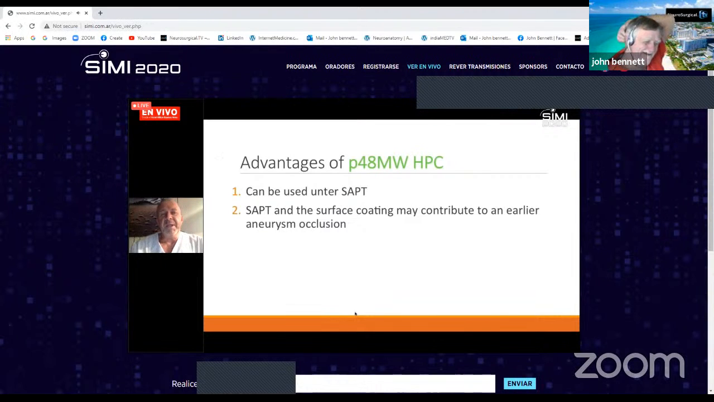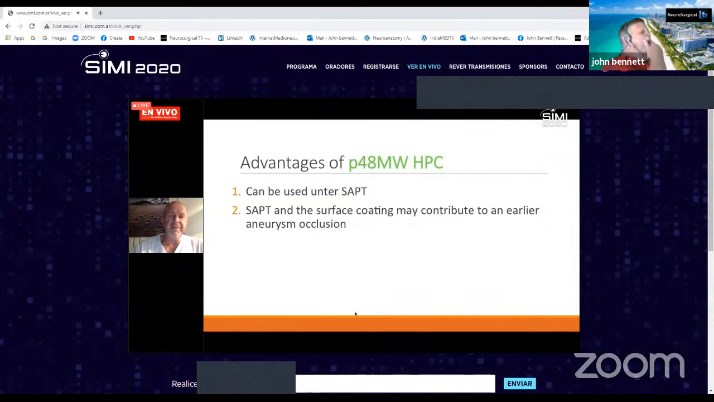We have seen that the P48 HPC, the coated version, can be used under single antiplatelet therapy. We have experience with both aspirin for single antiplatelet and prasugrel, and I have to say the antiaggregation with prasugrel only is much more reliable than the antiaggregation with aspirin. So we changed our strategy from single antiplatelet therapy with aspirin to single antiplatelet therapy with prasugrel only.